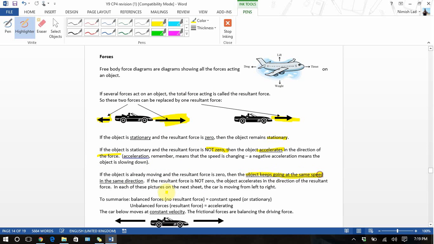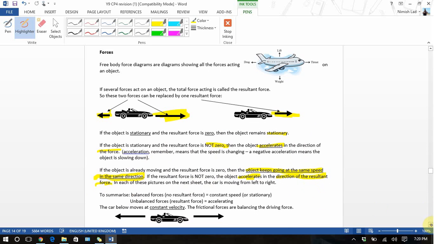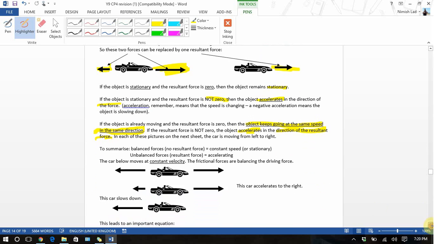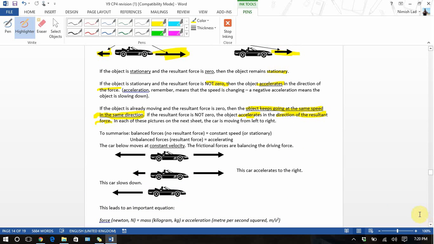If the object is already moving and the resultant force is 0, the object keeps going at the same speed. So balanced forces, resultant force of 0, objects carry on at a constant speed, be it 0, be it 10. But if the forces are unbalanced, if there is a resultant force, the object accelerates in the direction of the resultant force. In each of these pictures on the next sheet, the car is moving from left to right. So to summarize: balanced forces, no resultant force, constant speed; unbalanced forces, resultant force, accelerating.